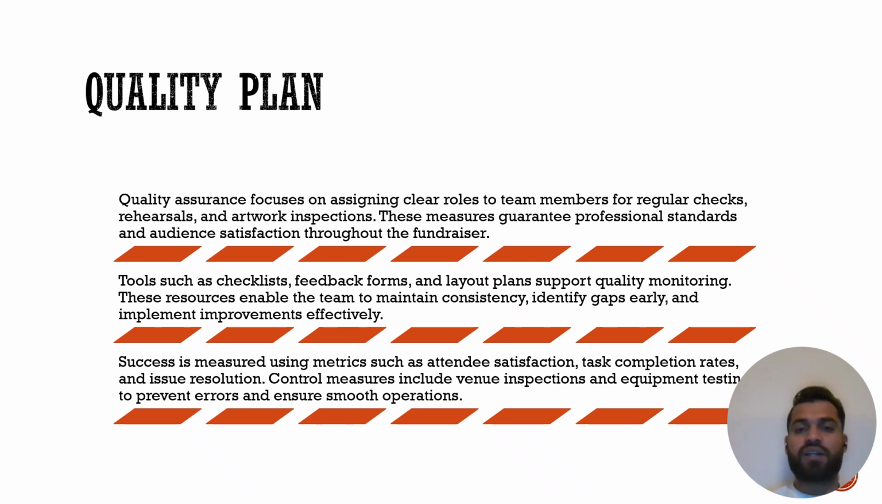I added metrics like attendance, satisfaction, task completion rates, and issue tracking to measure success. To avoid problems, I explained control activities like venue inspection and testing equipment. If something goes wrong, I outlined simple steps for fixing it, learning from it, and preventing it in the future.